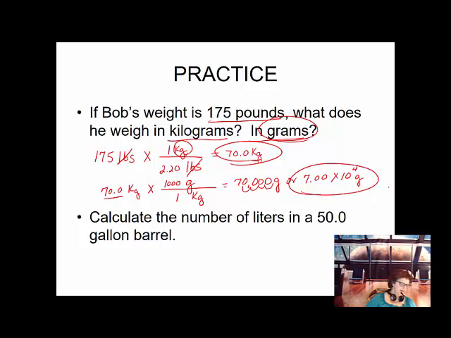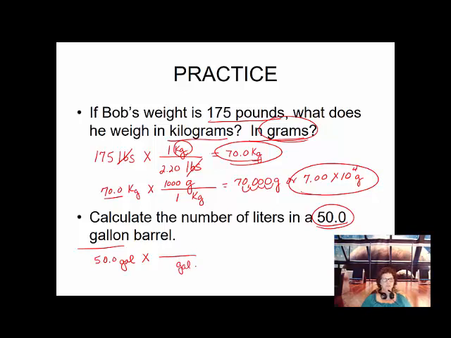How many liters are in a 50-gallon barrel? What can I start with? I've got 50.0 gallons. That's important because it gives me 3 significant figures, so that's what my answer can have in it. Now, if I use the gallon conversion, I could just say 3.875 liters in 1 gallon. Don't get them backwards. That'll hurt you. Or I can use the quart one. Either way, gallons needs to go down here.